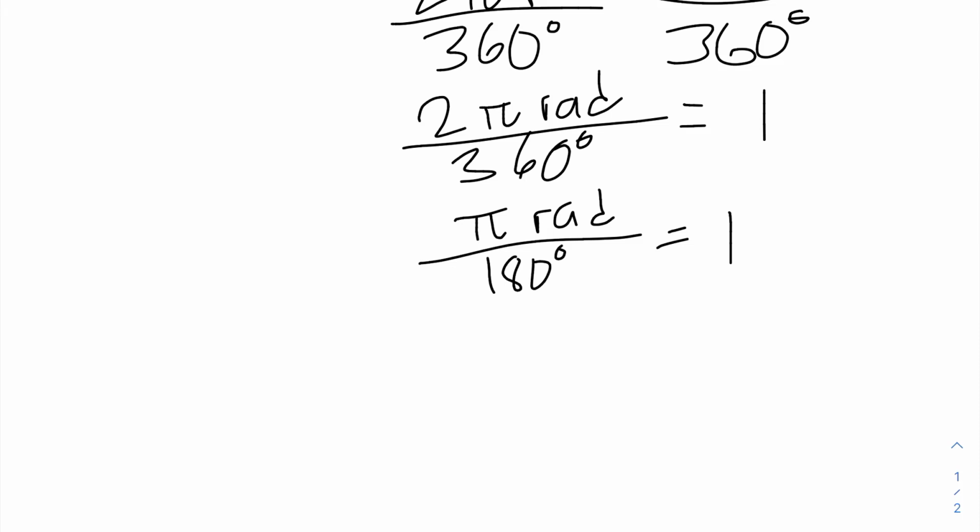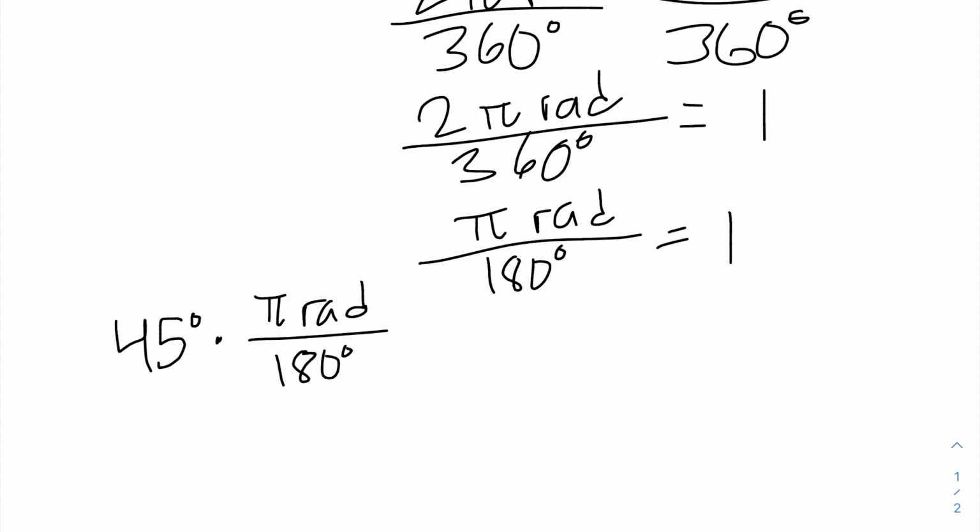Let's say we want to find a 45-degree angle in radians. In this case, we can use this equation right here to help us. We know that pi radians over 180 degrees is equal to 1, so if we multiply 45 degrees by pi radians over 180 degrees, then our number won't change because we're basically just multiplying by 1.